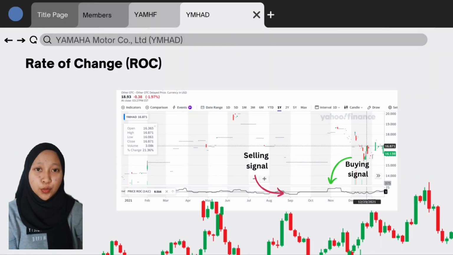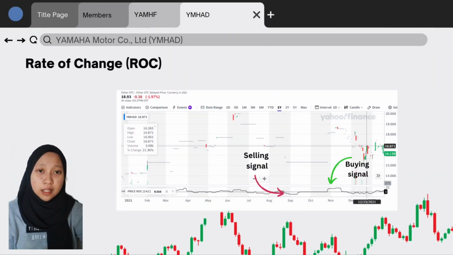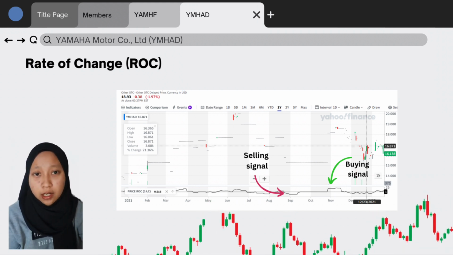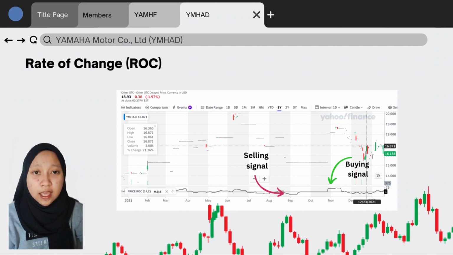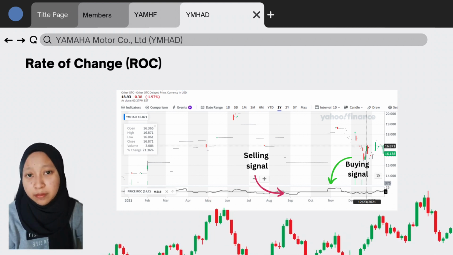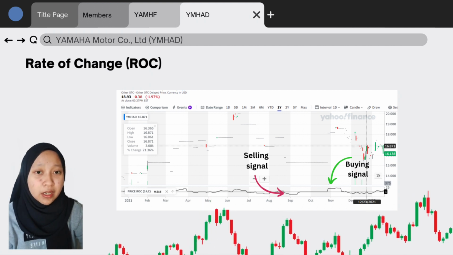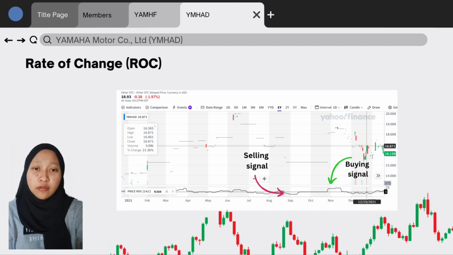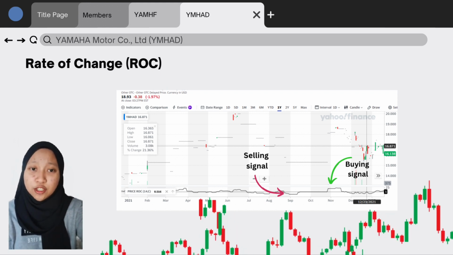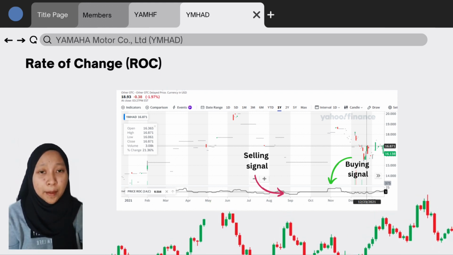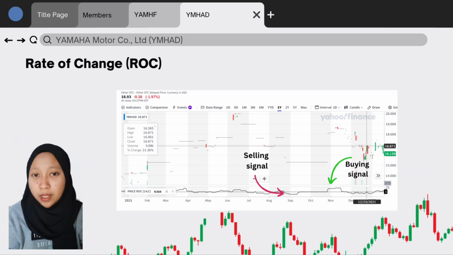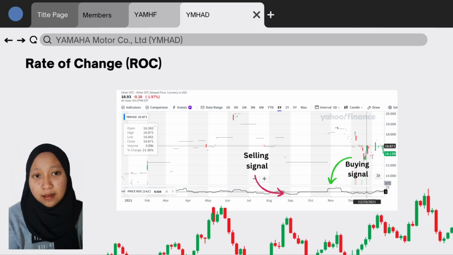Based on the chart, as we can see here, starting 2021, the ROC line begins at the leftmost side of the chart around the zero line, indicating there was no significant price change at the beginning of the period relative to the price 14 days ago. In the middle of 2021, the ROC goes up and crosses above zero. It is showing a strong increase in the price compared to 2 weeks earlier, which is a positive sign.